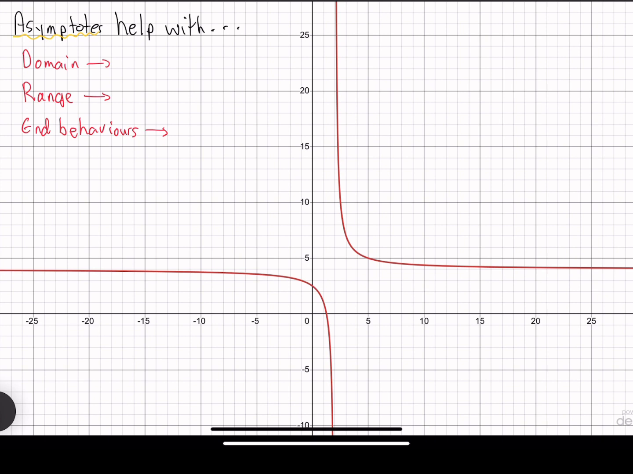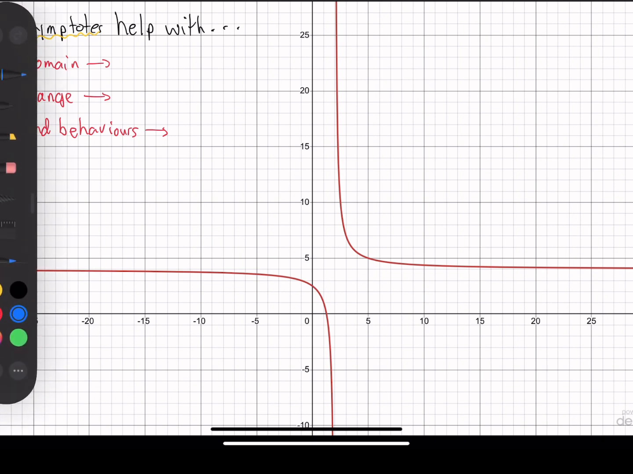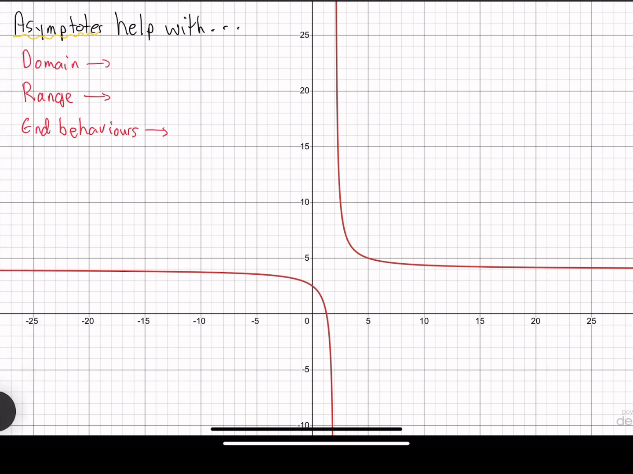So asymptotes are essential when it comes to rational functions because they help guide us into figuring out the properties of certain rational functions. And so when we think about asymptotes, they help with, first and foremost, the domain, right? And this is going to be guided by the vertical asymptote.